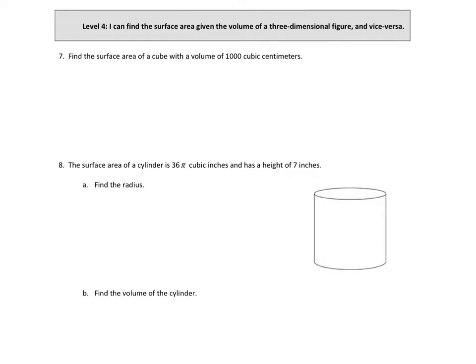In number 7, we want to find the surface area of a cube with a volume of 1,000 cubic centimeters. Now remember that a cube is a rectangular prism that has all square faces. So its length, width, and height are all the same. So let's call that dimension x. And we know that the volume of this cube is 1,000 cubic centimeters.